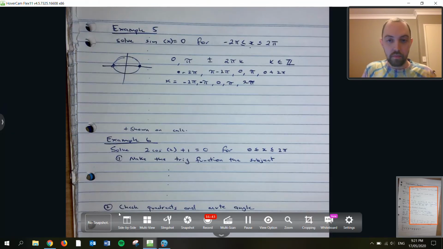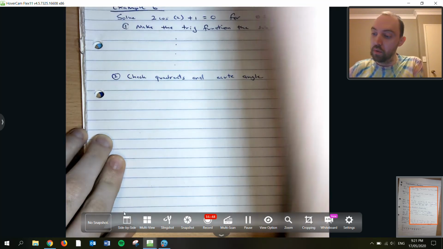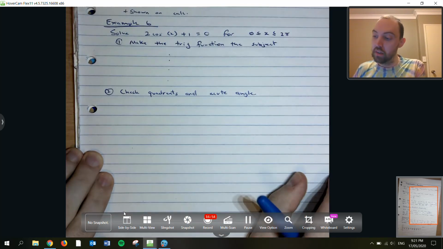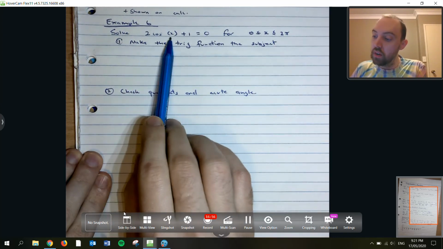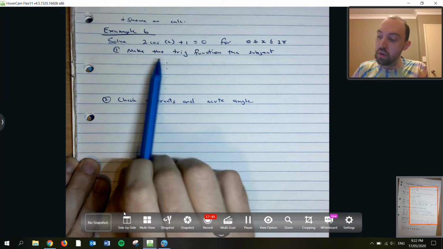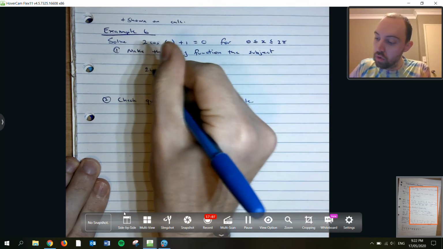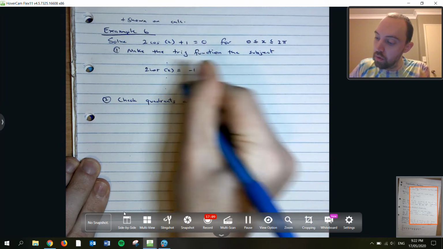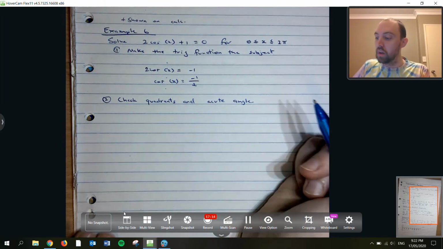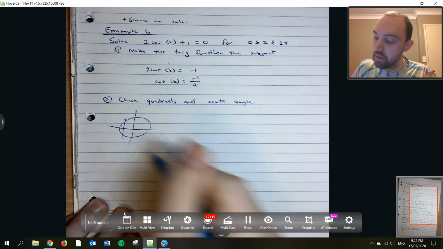Alright, keep going because there's unfortunately more examples and more difficult things to show you. I think we've got 3 more examples. So solve 2 cos x plus 1 is equal to 0. When you have this situation, you want to try and make this trig function the subject first. So 2 cos of x is equal to negative 1, so cos of x is equal to negative 1 on 2, or negative half. Alright, so we're thinking about where cos is negative, that's over there.